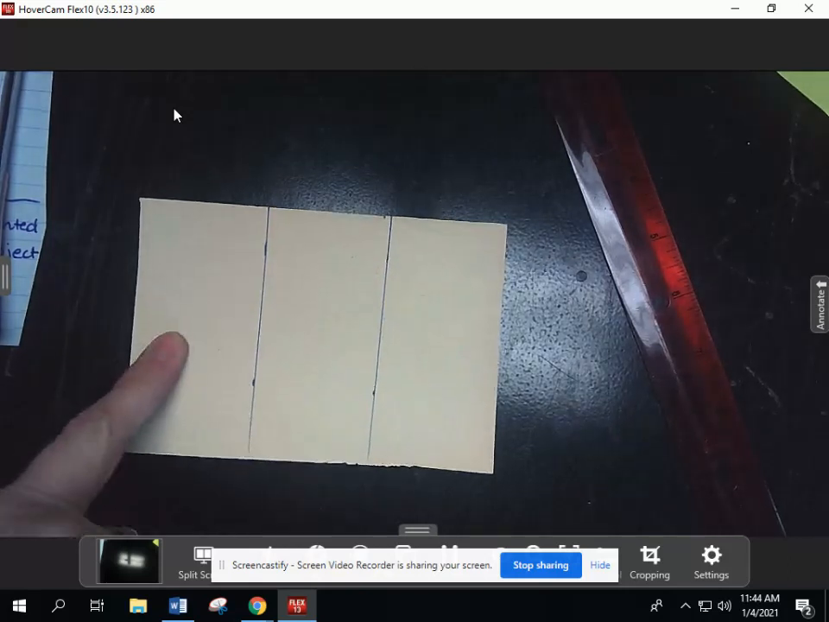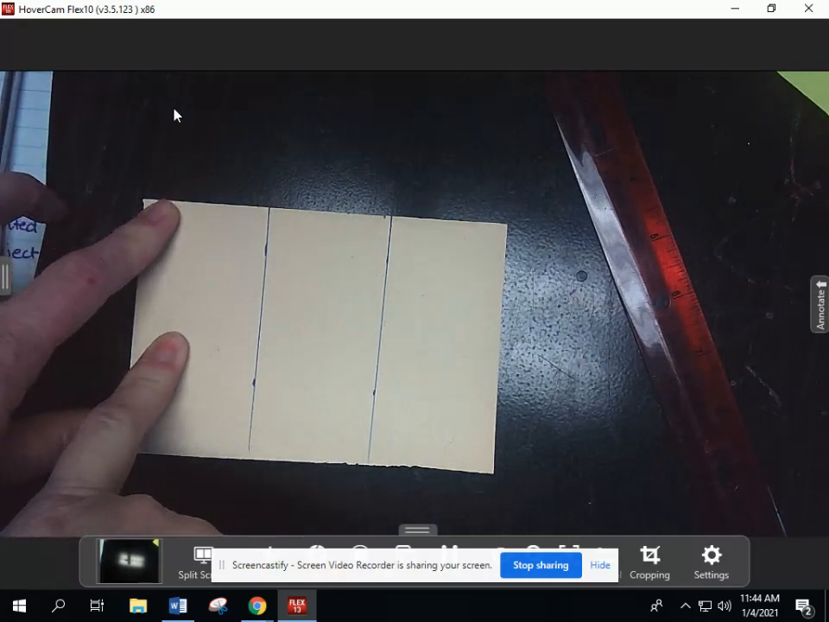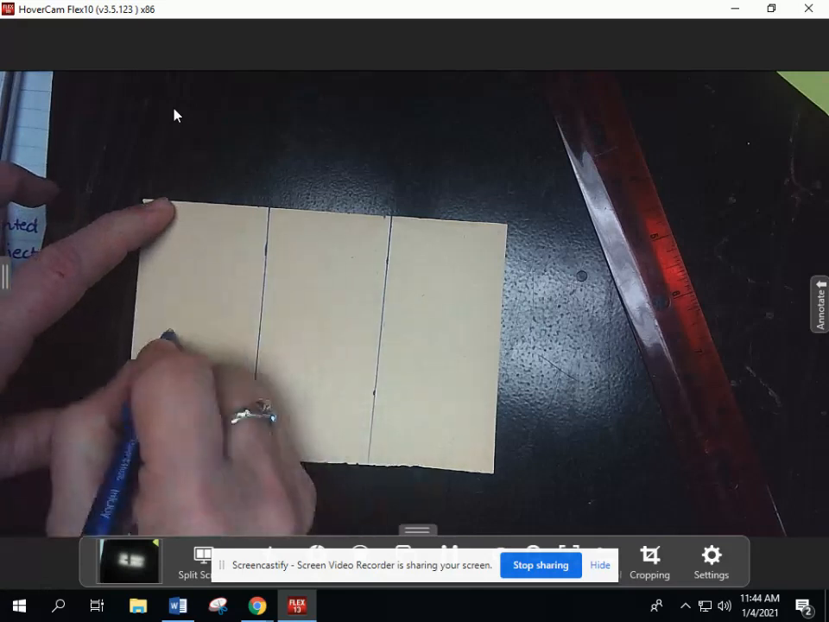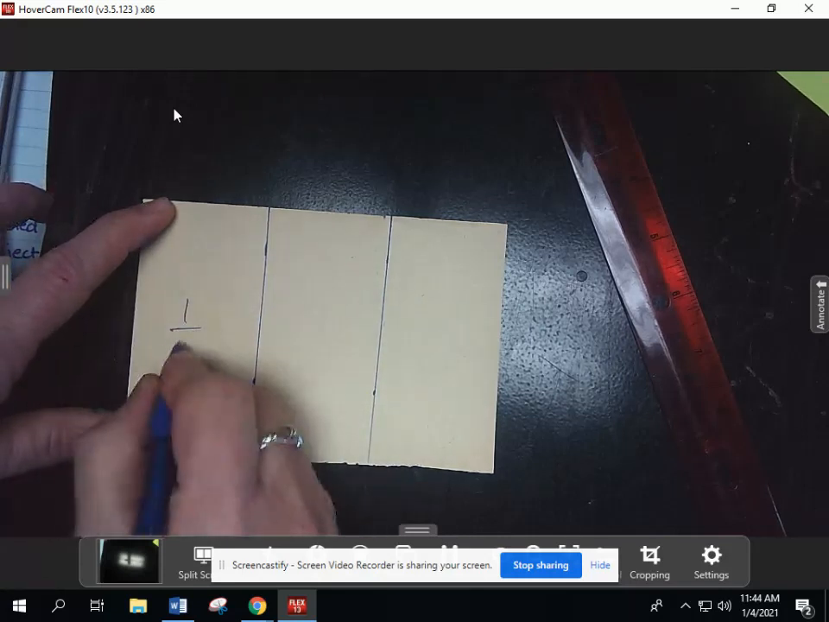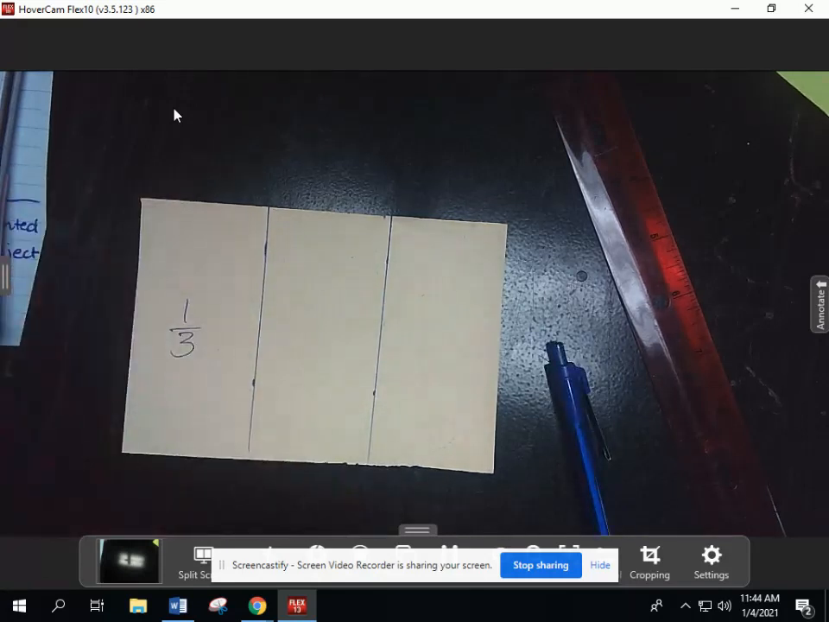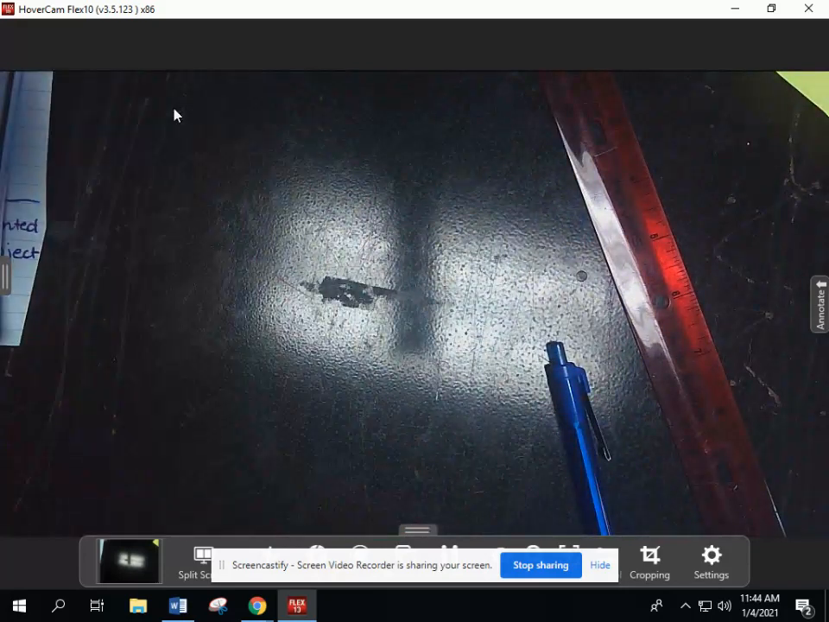How many parts do I have? How many parts is that? Raise your hand. 3. Thank you, Akaya. So what would my fraction be on this side? 1/3. Okay. Put these papers in your notebook.